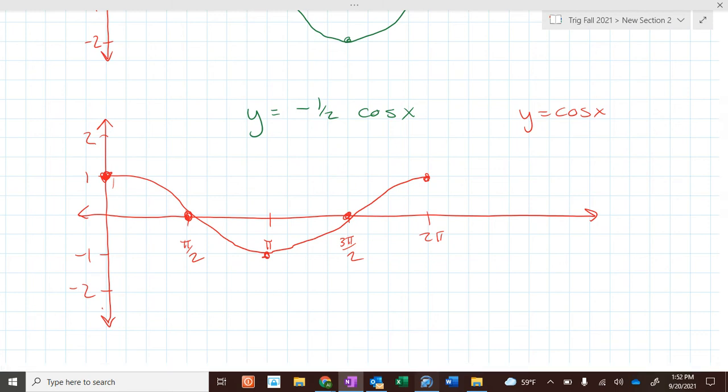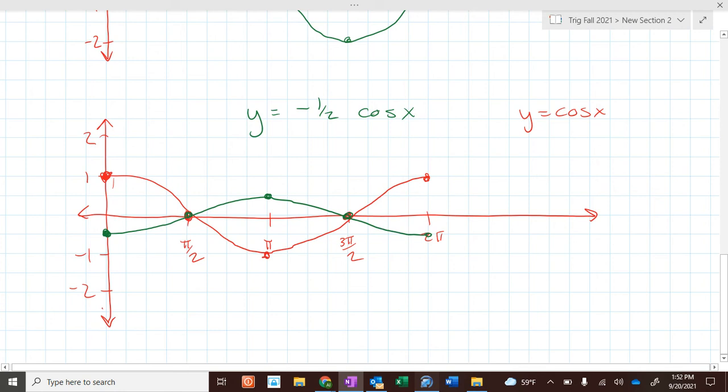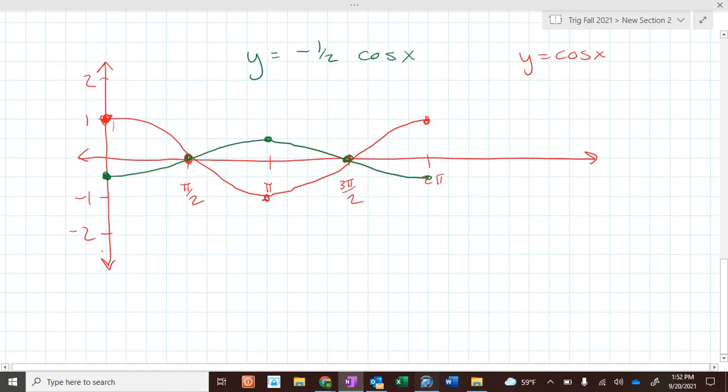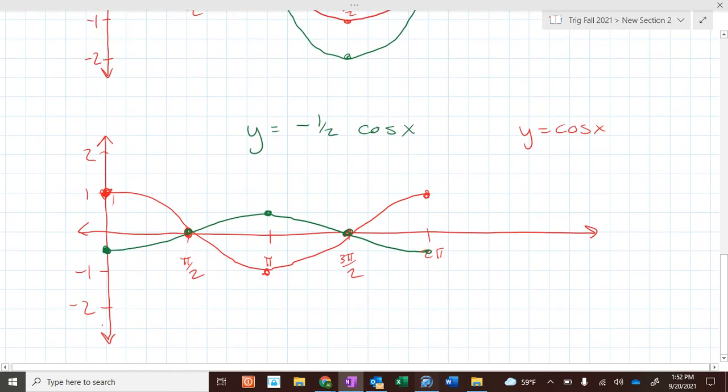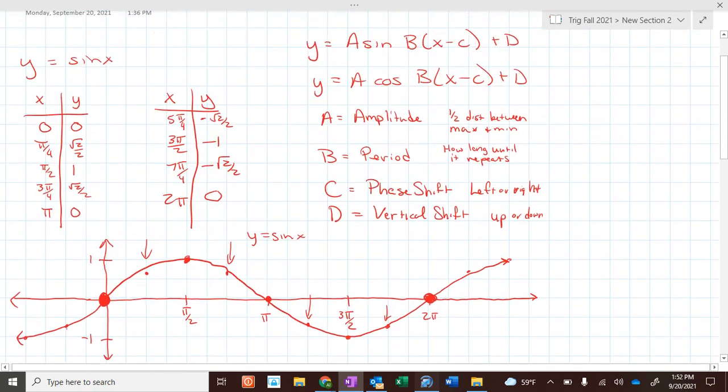So, if we take each one of those y values times -1/2, what's 1 times -1/2? -1/2, so we start here. What's 0 times -1/2? So the -1/2 is a flat little curve that looks like this. You can handle that, right? Okay. Now, we'll work with the C.